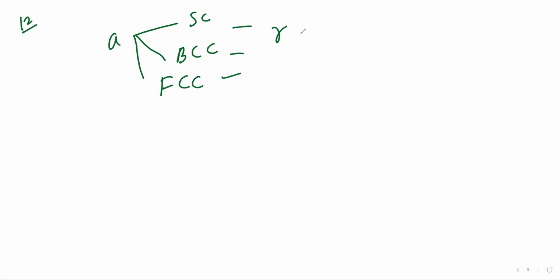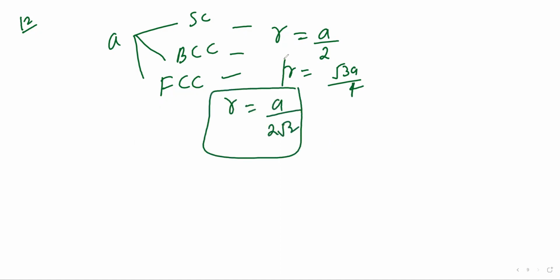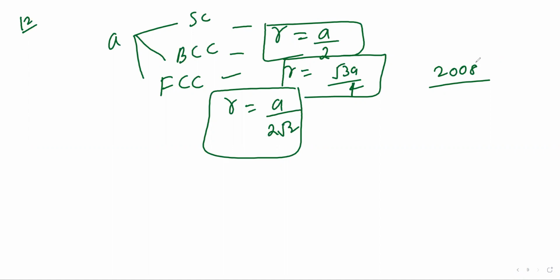For simple cubic, R is equal to A by 2. For BCC, R equals root 3 A by 4. And for FCC, R equals A upon 2 root 2. This is the formula you have to remember for all three cases. It was directly asked in 2008 in AIPMT. If you want the relation between them, this will be the relation, this by this by this. So please remember the formula for all three cases.